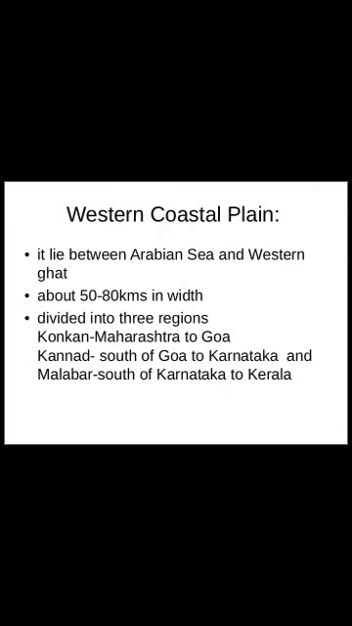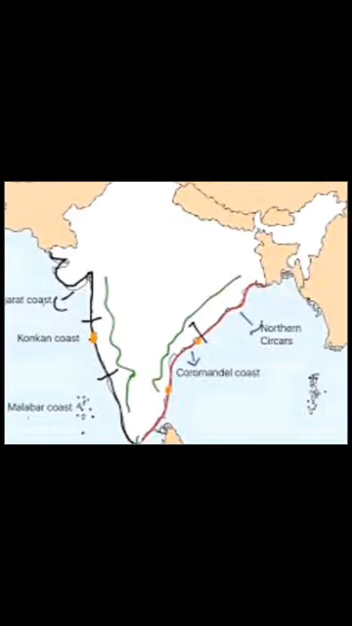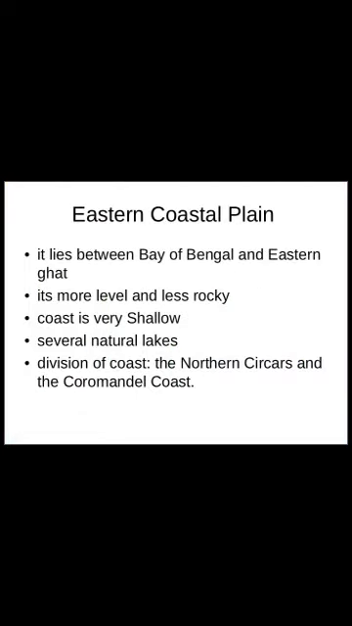Okay, now let's see the next one. Look at the map on the right side, that red color. This red color is the eastern coastal plain, which is on the right side of our country, along the Bay of Bengal. Let's see some of the features. The eastern coastal plain lies between the Bay of Bengal and the Eastern Ghat, which we already saw in the Peninsula Plateau.